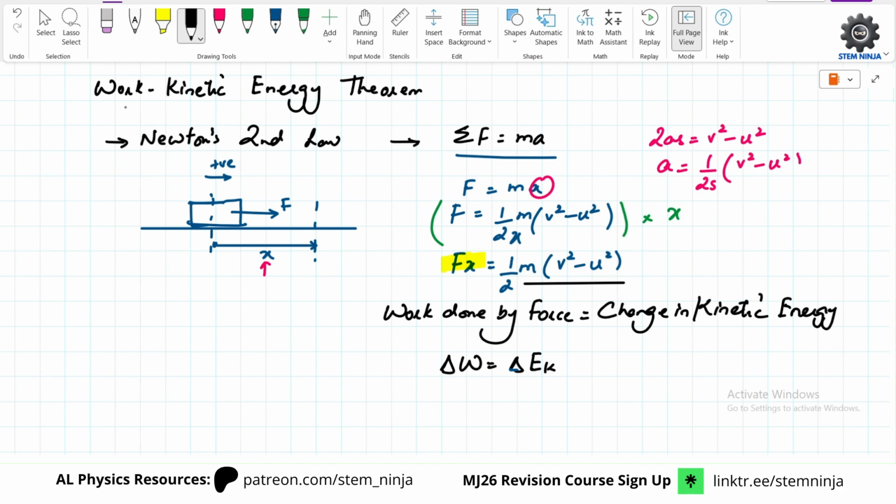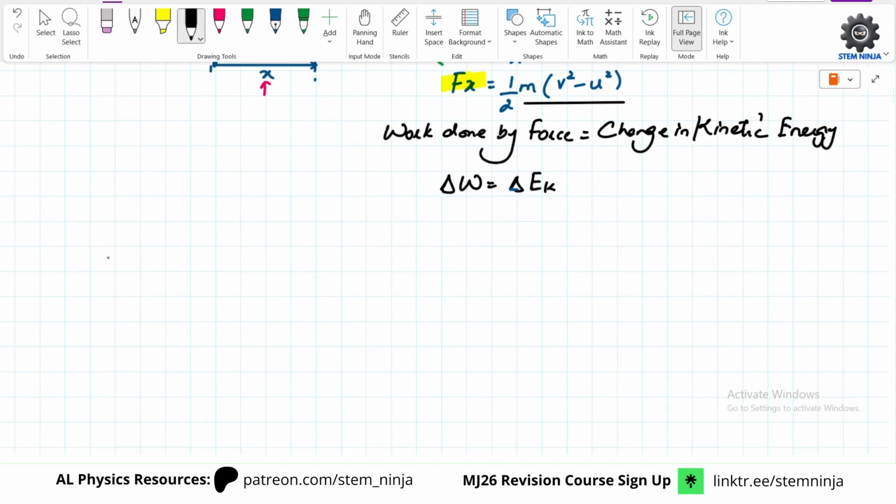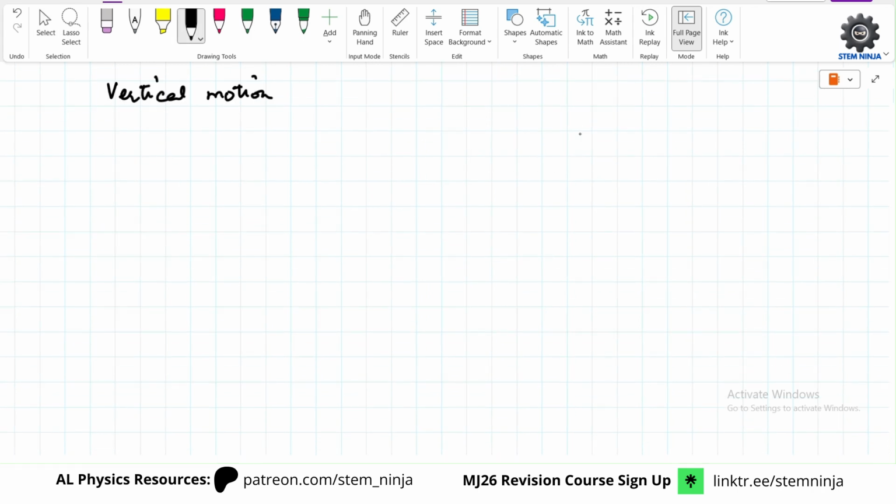Now, this is the core principle of the Work-Kinetic Energy Theorem, but let's add complexity to this. Let's say we have vertical motion also. So let's start with the general case first. Let's say you have an object, weight is downwards, the positive displacement is upwards, and we haven't decided whether it's moving upwards or downwards yet. We just need a simple general form of the equation first.